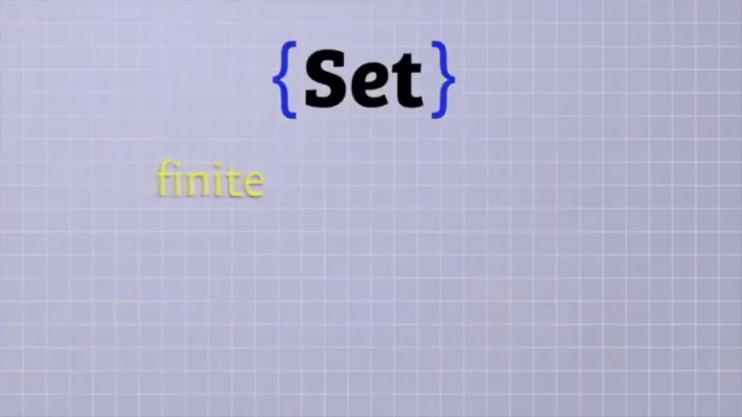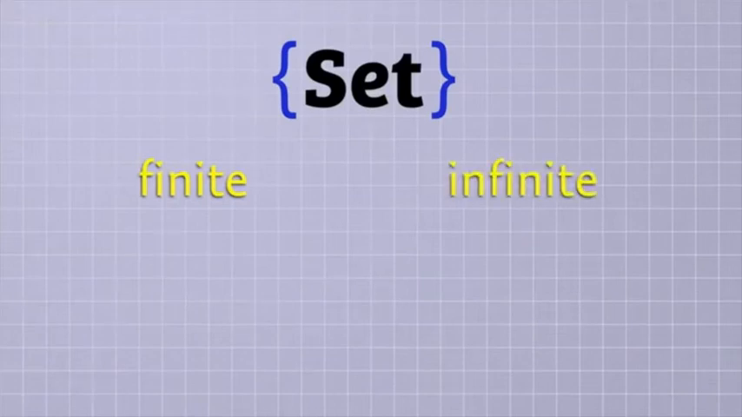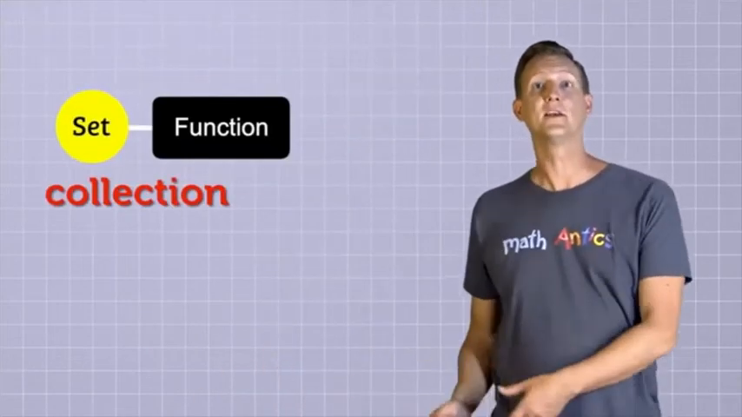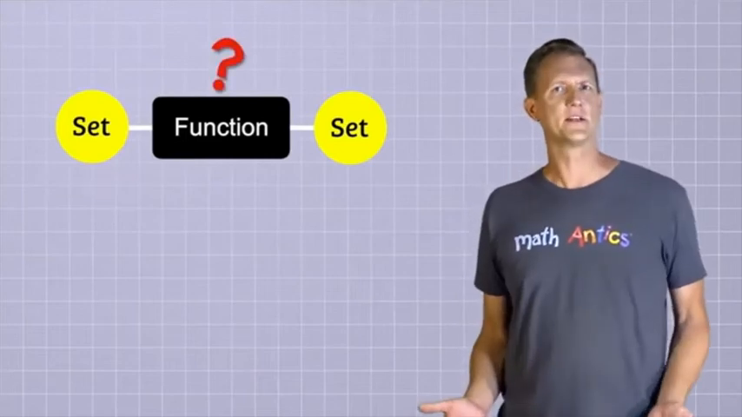A set can have a finite or an infinite number of elements. For example, a set containing all the letters of the alphabet has only 26 elements, while a set of all integers has an infinite number of elements. Okay, so a set is just a collection of things, and a function relates one set to another. But how exactly does it do that?